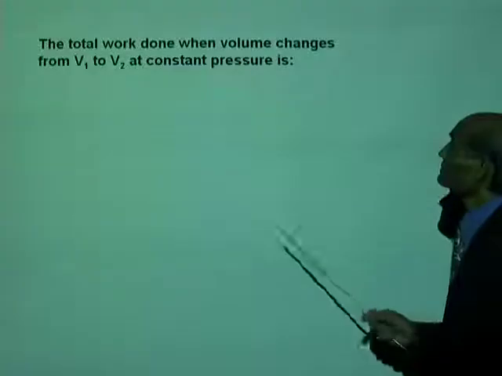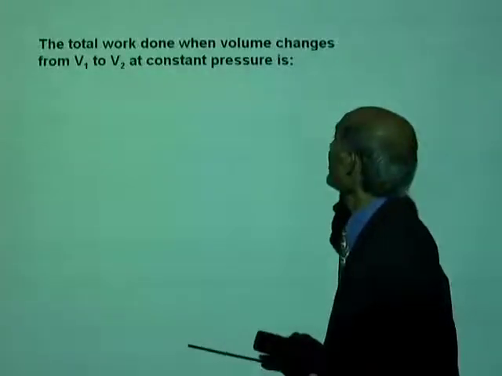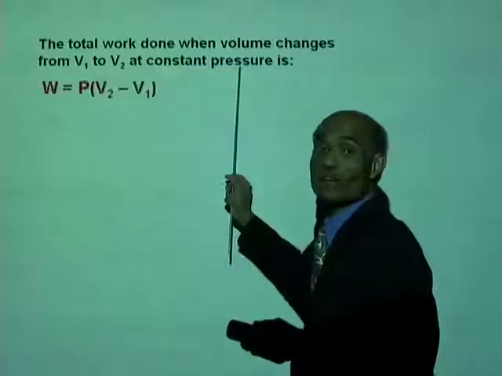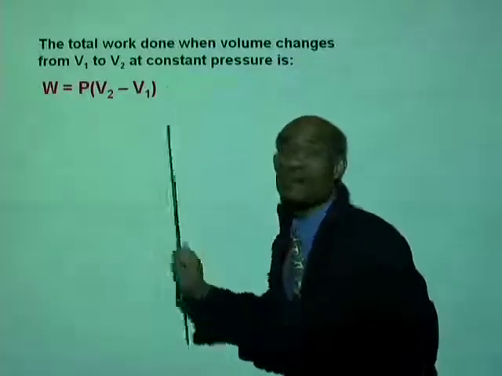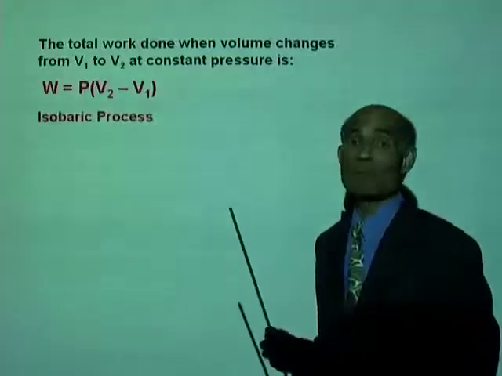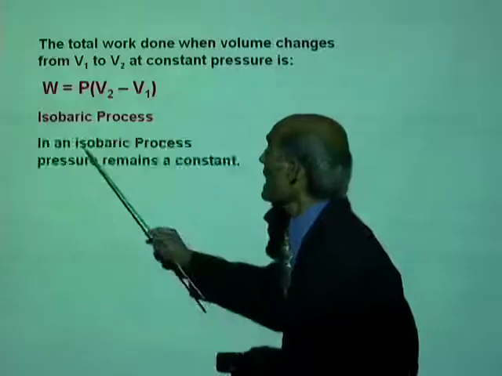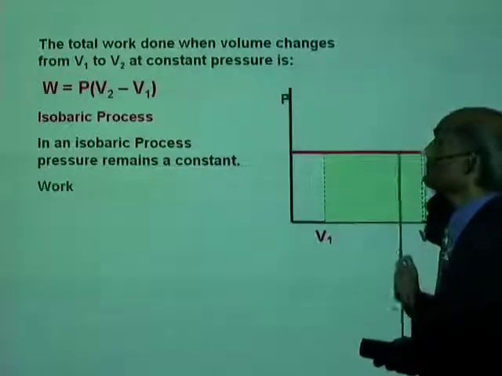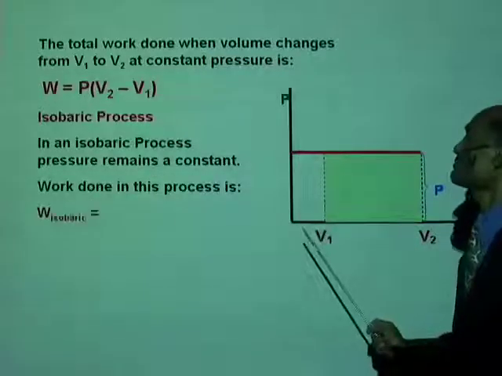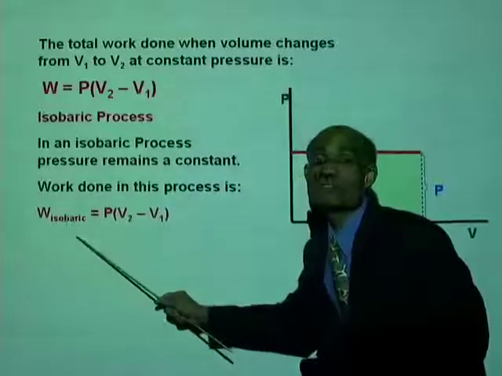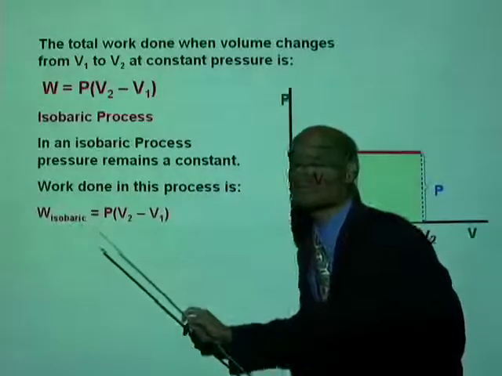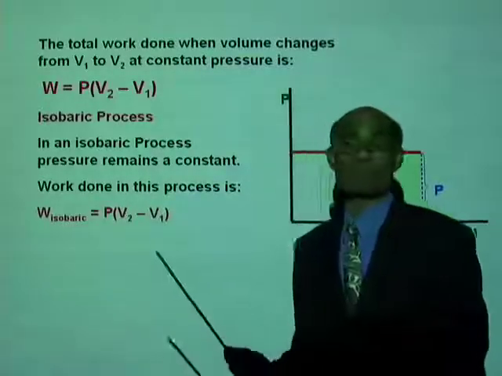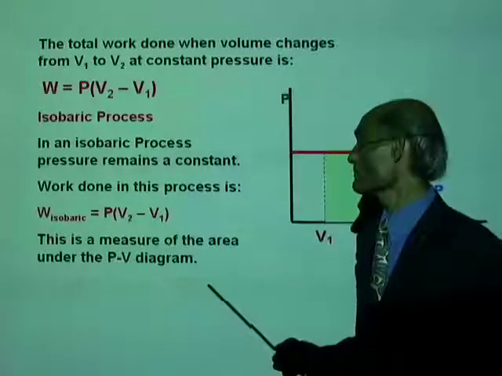All right. The total work done when volume changes from V1 to V2 at constant pressure is W equal to P times V2 minus V1. Now, in an isobaric process, pressure remains a constant, and this is the process that we have just talked about. So W isobaric, work done for an isobaric process is P times V2 minus V1. Reinforce that idea one more time.